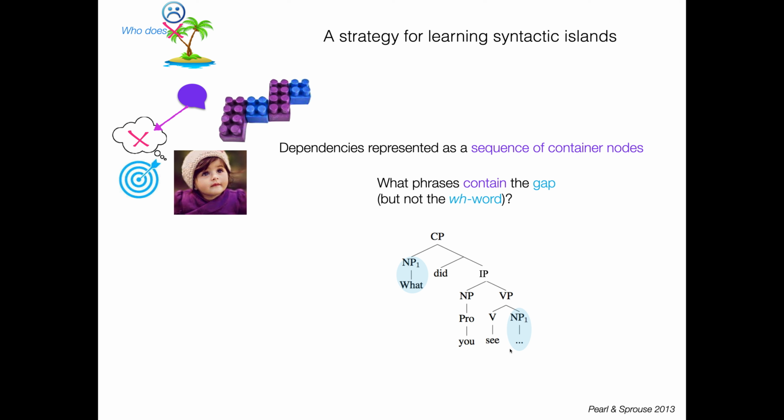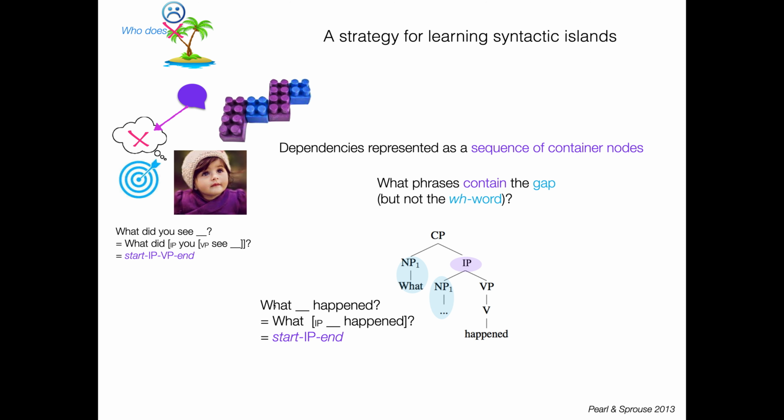So here we have a matrix clause object. What did you see? And we can characterize it in the following way. We begin, start, and end are sort of our markers of this dependency's beginning and ending. And then it's the IP and the VP that are the container node sequence. So start, IP, VP, end represents our matrix clause object dependency, like what did you see? And of course you can do this for all kinds of dependencies. So for a simple matrix clause subject, like what happened, we can represent that as start, IP, end, right? That's the sequence of phrases that contain the gap, but not the WH word.